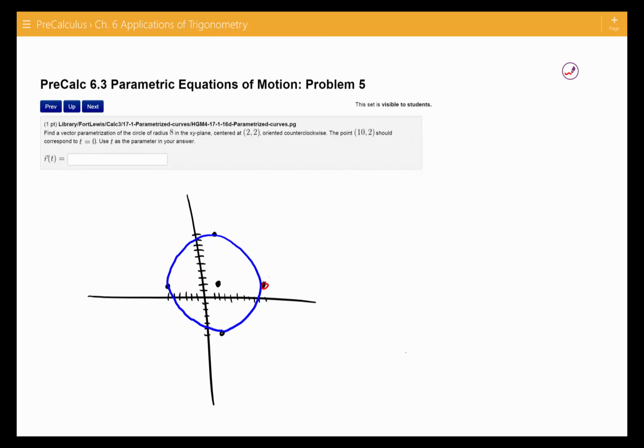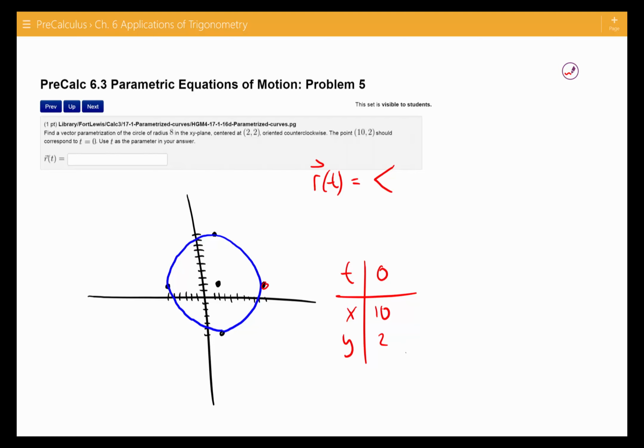So what that means is if we start making a table again for t, x, and y, when t is 0, our x value should be 10, and our y value should be 2. So we need a vector equation for this. So there's our vector in terms of t.